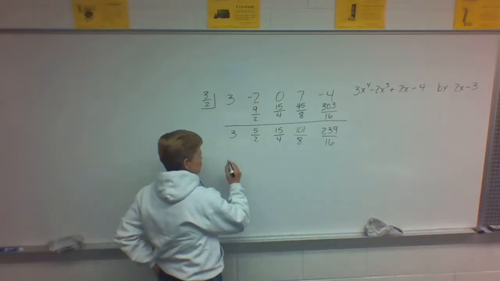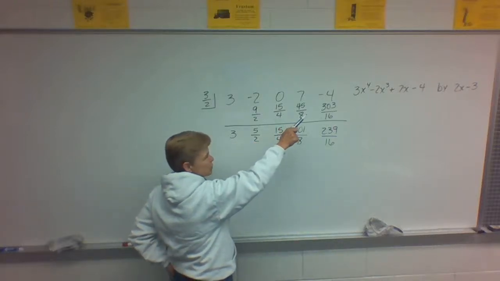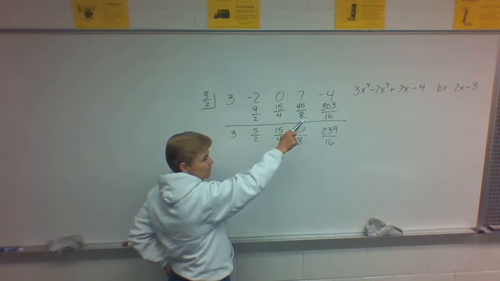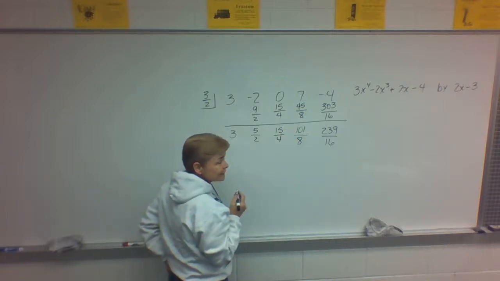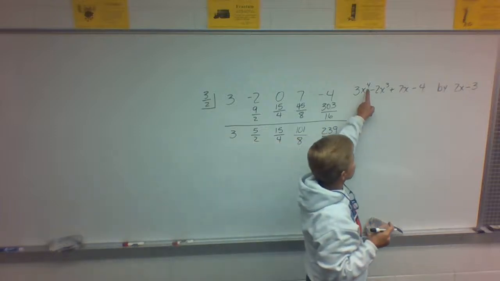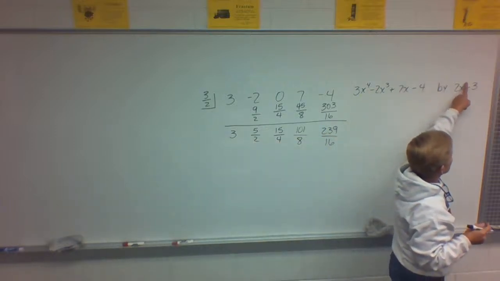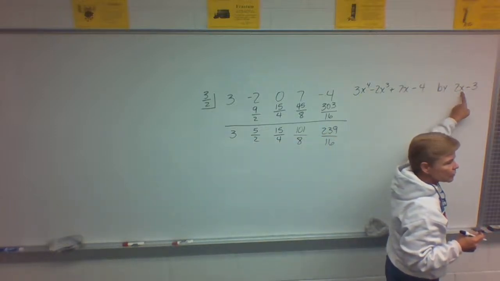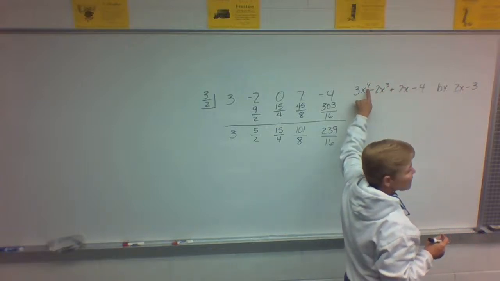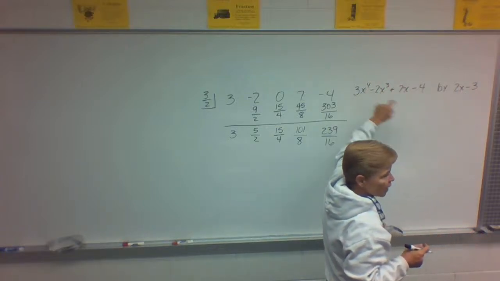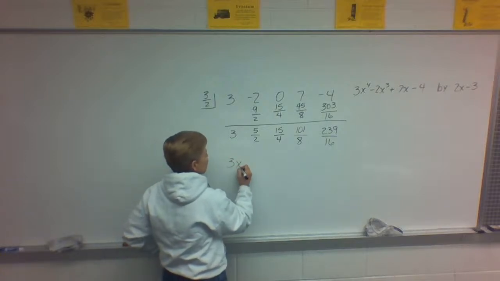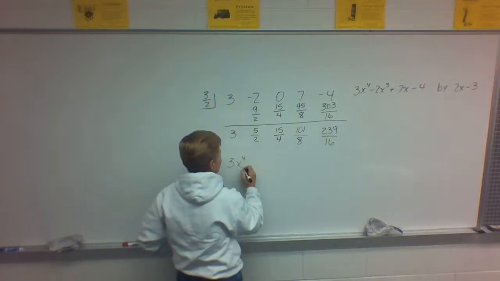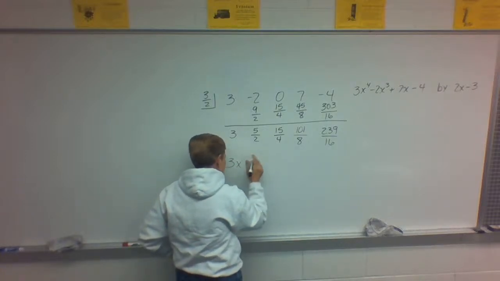In any case, the answer would be, look at what we started with. What was the degree of the thing we started with? What will be the degree of our answer? 3. It always depresses it by 1 when you divide by a 1-powered divisor. It always depresses the degree of the polynomial by 1. So the answer to this would be 3. X to the 4th. I just said that.